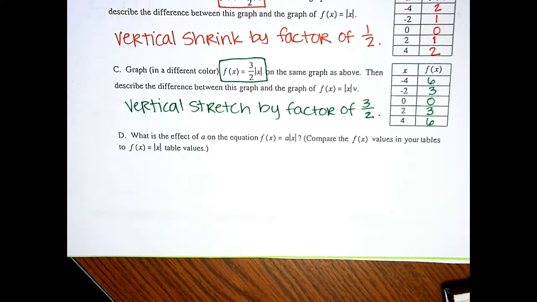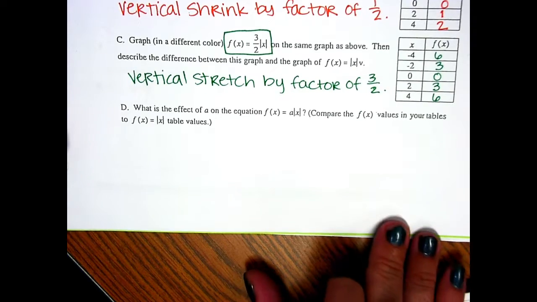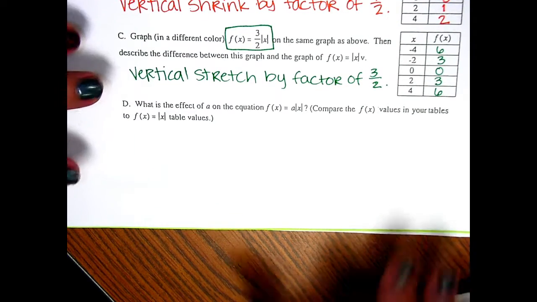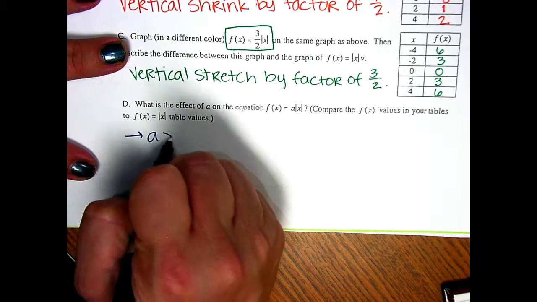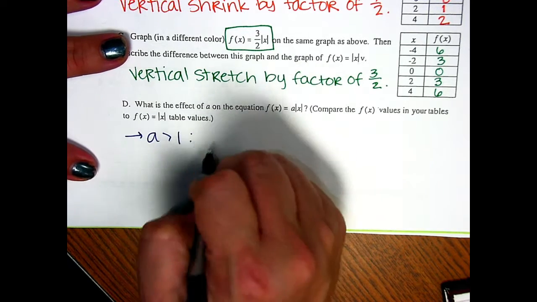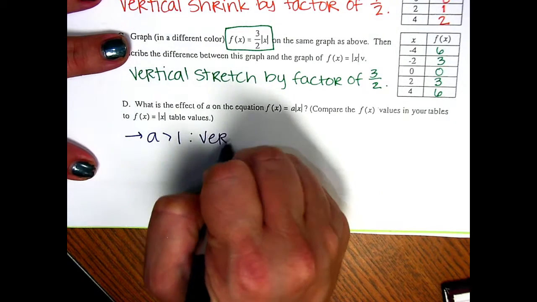Alright, so the last question on the vertical stretch is, what's the effect of A on the equation f of x equals A times the absolute value of x? So when A is greater than 1, it's a vertical stretch.